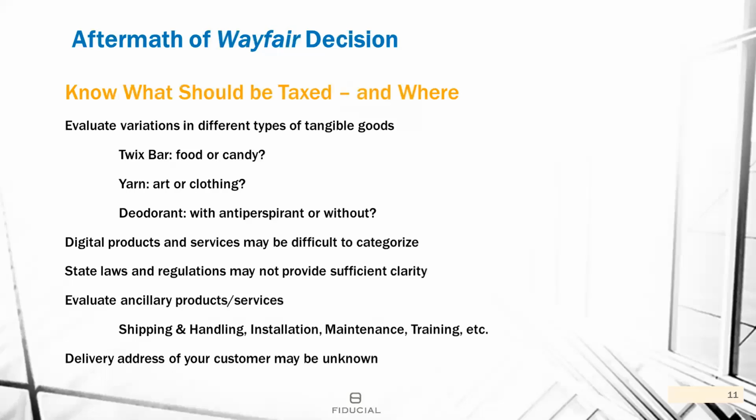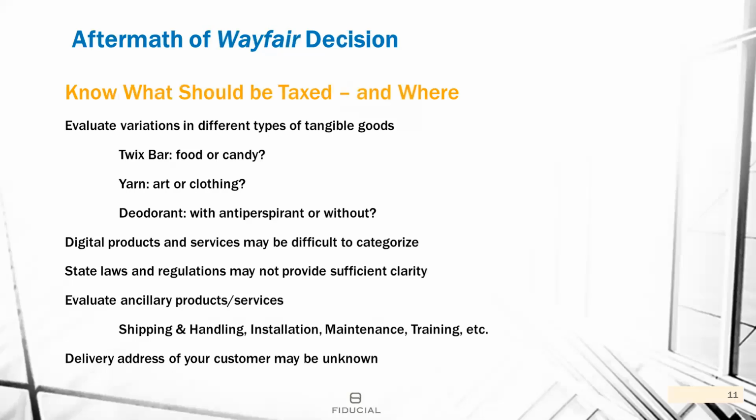Yarn. In the state of New Jersey, if you buy yarn, whether or not it's taxed depends on what it's used for. So if you buy yarn to use in an art project, it's taxable. If you buy yarn to make clothing, it's not taxable. And in the state of Texas, deodorant may or may not be taxable depending on what is in the deodorant. So in the state of Texas, if your deodorant has antiperspirant in it, it's not taxable. If it does not, then it is taxable.